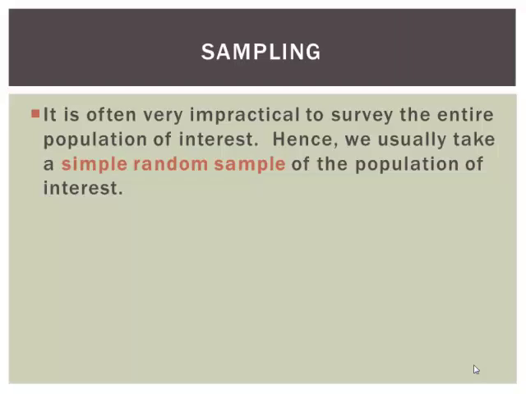In this lesson we're going to look at different types of sampling methods and why it's important. It's often very impractical to survey the entire population of interest, like a census that's done every 10 years. Why is it done every 10 years? It's pretty expensive and impractical. So we usually take a simple random sample of the population of interest in order to gauge what the whole population is thinking or doing.